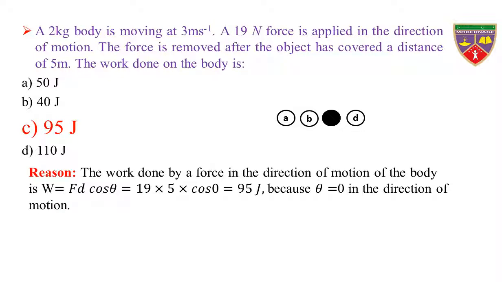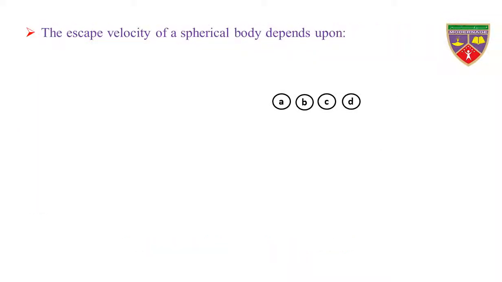Reason. The work done by a force in the direction of motion of the body is W = Fd cos θ, which is equal to 19 × 5 × cos 0, which is equal to 95 joules, because cos 0 is 1, because θ = 0 in the direction of motion. Hence, the work done on the body is 95 joules.